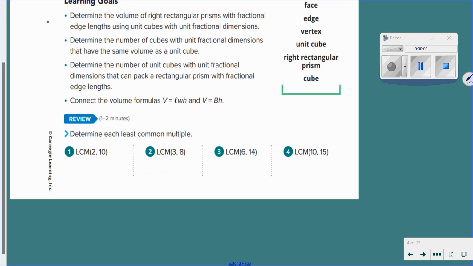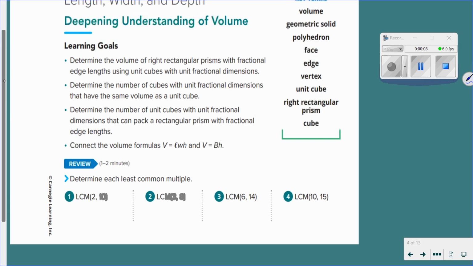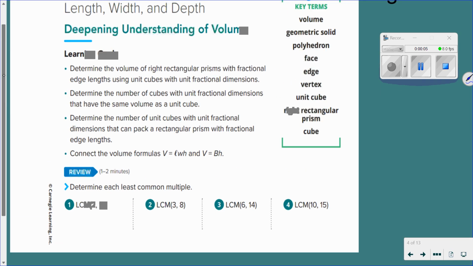What we're doing, guys, is going through volume. I'll be honest, this isn't my favorite lesson with these guys, with the way they've broken it down, but a lot of it is actually pretty decent. So let's look at a few pieces. Our learning goals for today: determine volume of right rectangular prisms with fractional edge lengths using unit cubes with unit fractional dimensions.